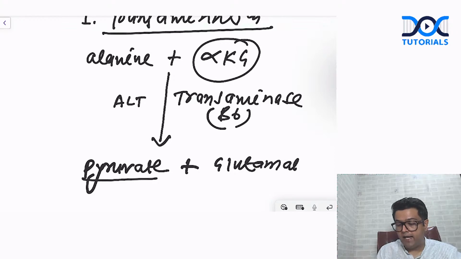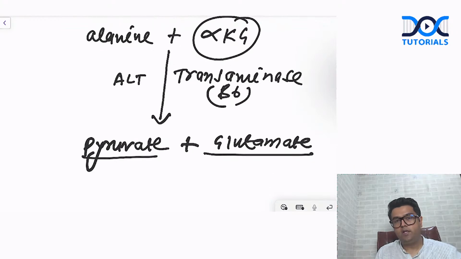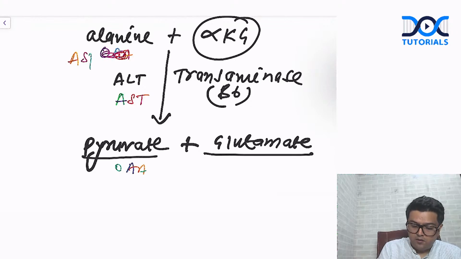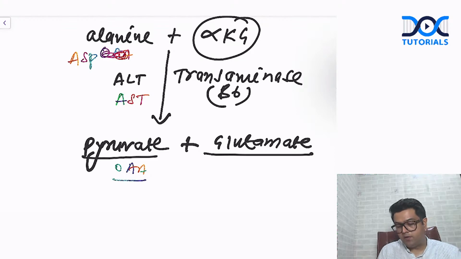Glutamic acid or glutamate, right? So guys, there are 2 terms, glutamate and glutamine. So this is glutamate, first thing to remember. Now guys, if I take aspartate, aspartic acid, then I'll be getting oxaloacetate, and the name of the enzyme is AST. So this is how we can convert every amino acid to glutamate.